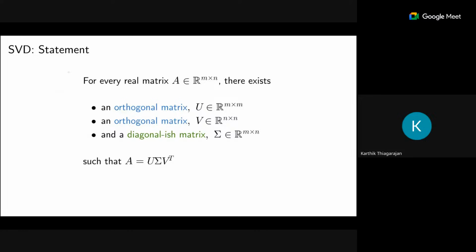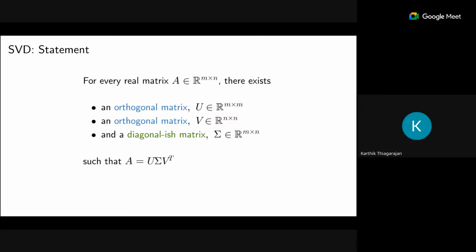So every real matrix, no matter whether it's square, rectangular, whatever, is going to have a decomposition. The reason it's called a decomposition is because you're breaking it down into the product of 3 matrices. So U is orthogonal, meaning the columns of U are orthonormal. The columns of V are orthonormal.